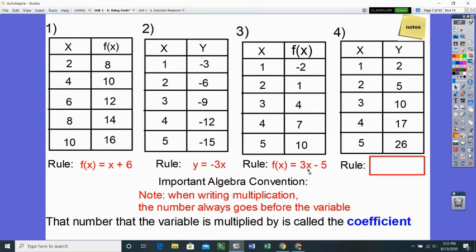Let's put the 4 in. 3 times 4 is 12. Take away 5 is 7. 3 times 5 is 15. Take away 5 is 10. And this rule does build this table.